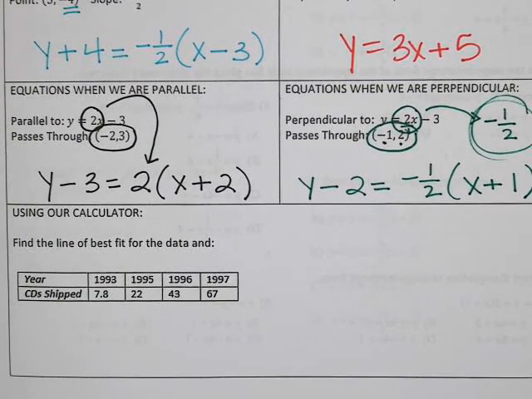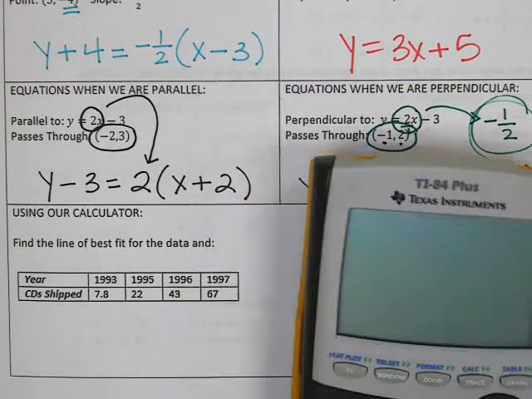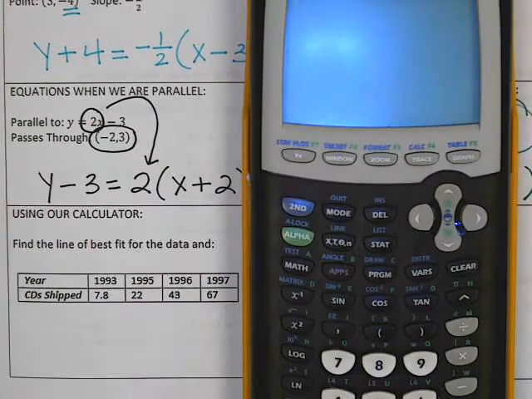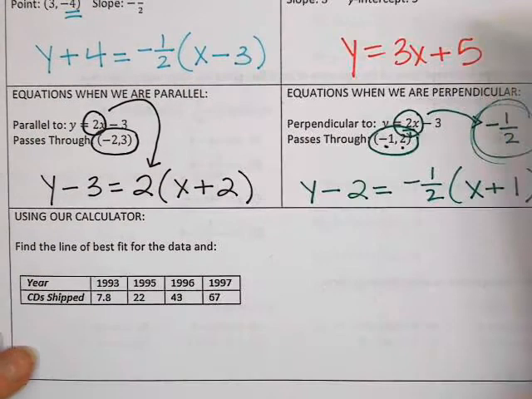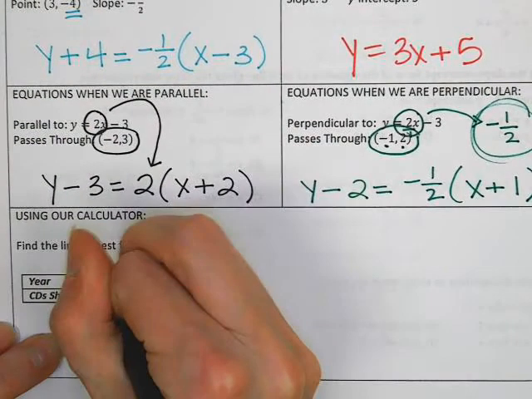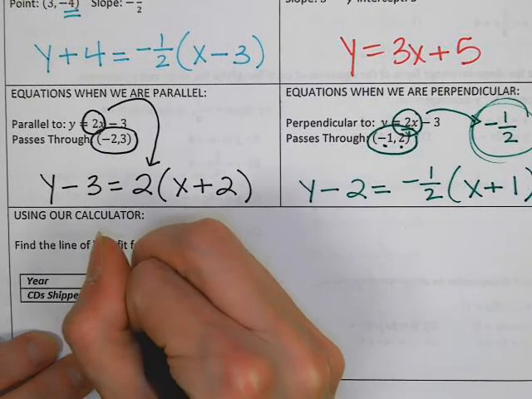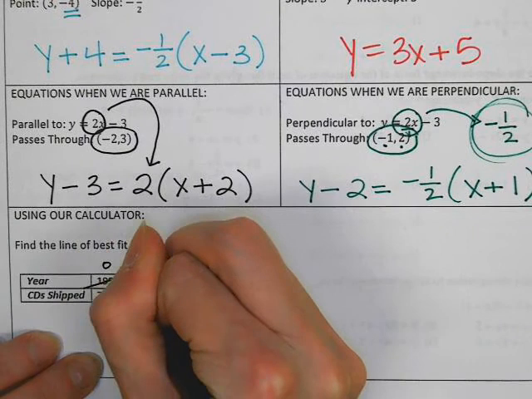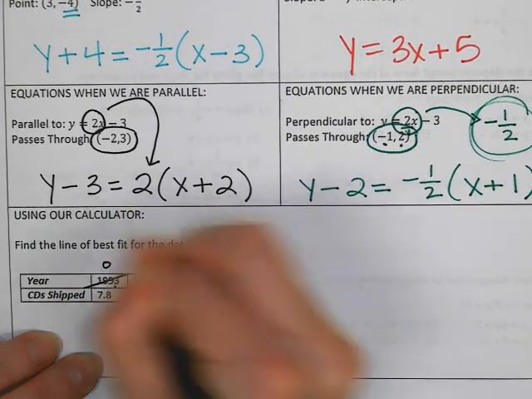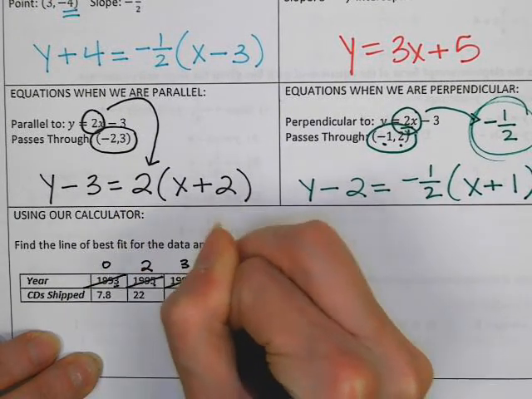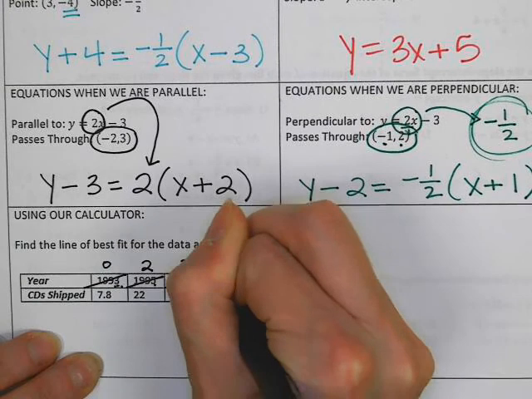And then we also learned how to write an equation for a line of best fit given data. So you will need your graphing calculator. And remember, when they're in years, call the first year 0. And then this will be 2 years later. This will be 3 years later. And this will be 4 years later.